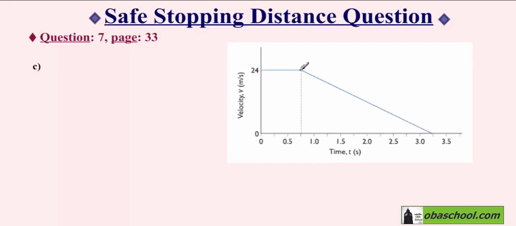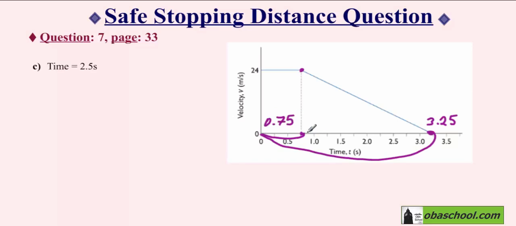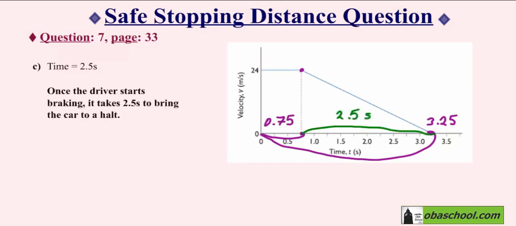Now part C. How long it takes to bring the car to a halt once the driver starts braking. So we need to get the braking time. The time taken to stop the car is from this point right here to this point, which is the total time minus the thinking time. The total time is 3.25 and the thinking time is 0.75. So here the time is 2.5 seconds. So once the driver starts braking, it takes 2.5 seconds to bring the car to a halt.